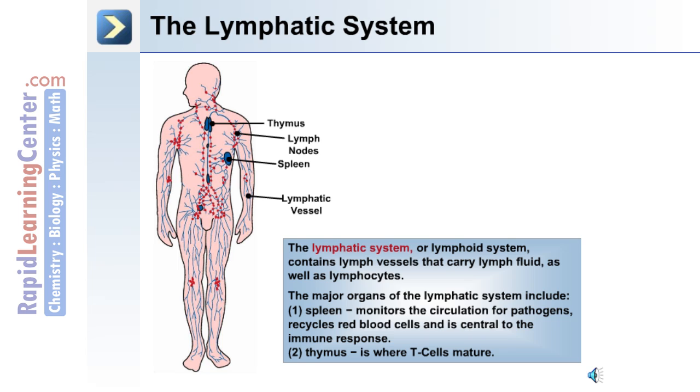The function of the lymphatic system includes monitoring the circulation for pathogens, the recycling of red blood cells, and it's central to the human immune response. Also, the thymus is where T cells mature as part of immune functions when exposed to antigens.